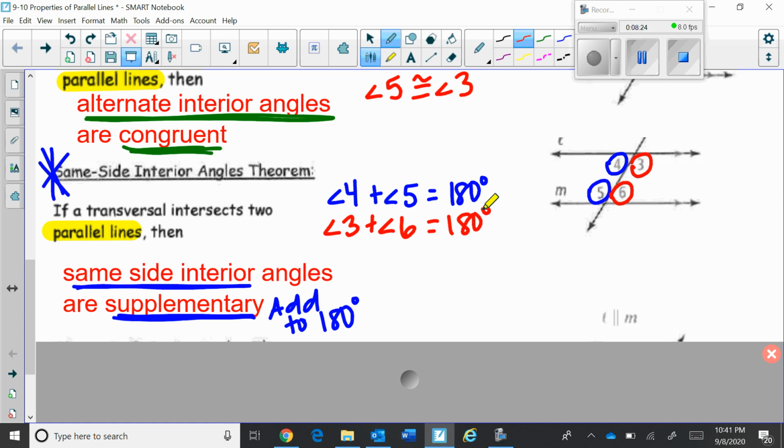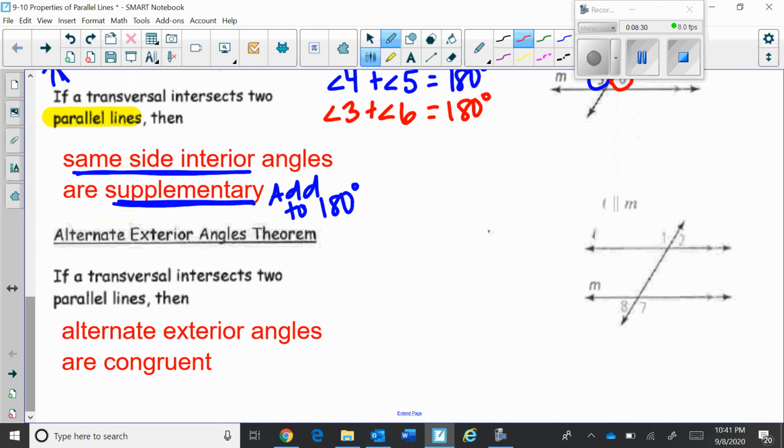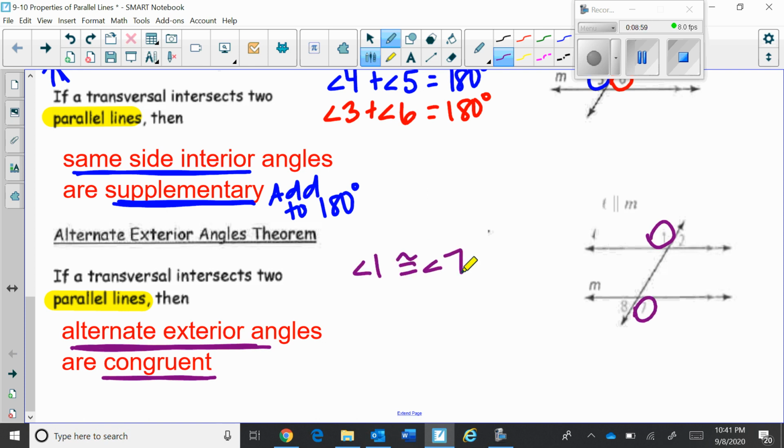All right, our final one down here, alternate exterior angles. Again, parallel lines being an important aspect of this. If you've got those two parallel lines, then alternate exterior angles are congruent. All right, so you can see everything's congruent except for those same side interiors and the linear. Those add up to 180. So your alternate exteriors of angle 1 and angle 7, angle 1 is congruent to angle 7. And then our other side, angle 8 and angle 2.